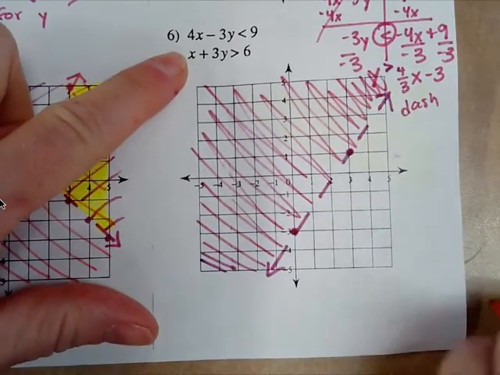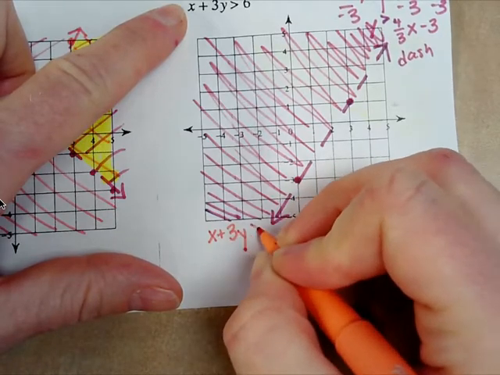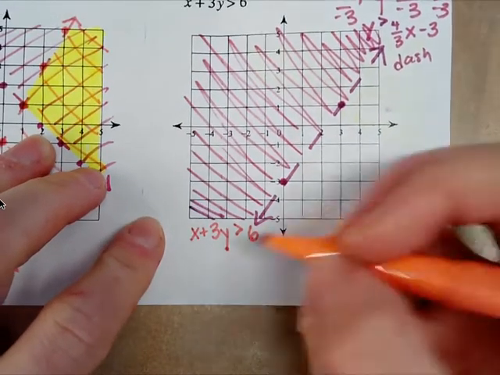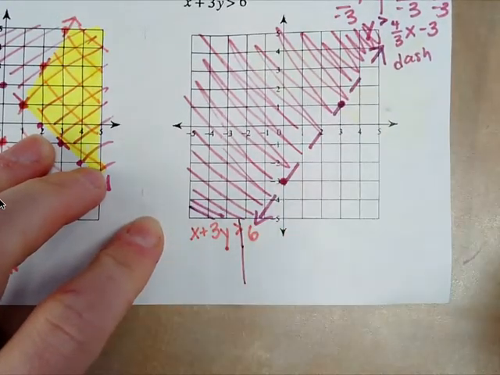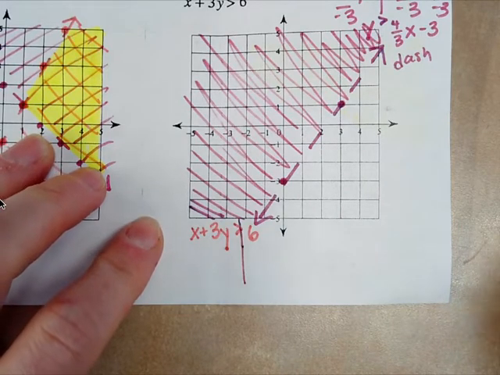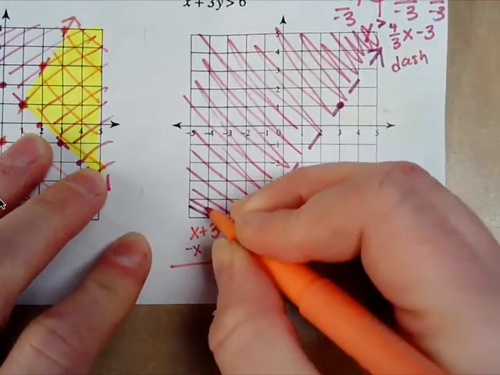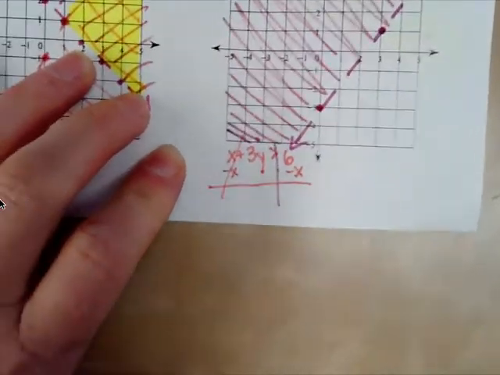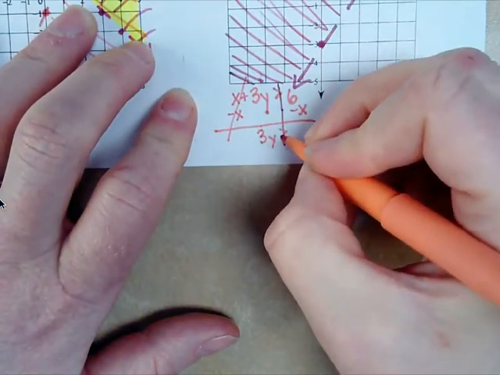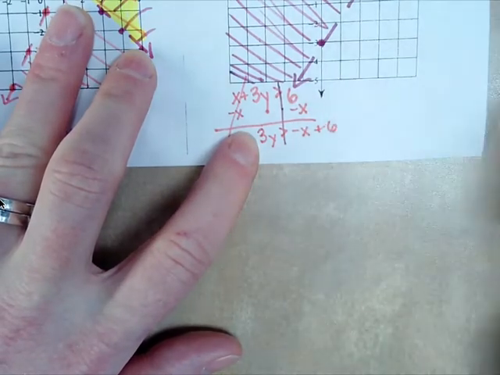Okay, I need to do this one now. I'm going to write it down here: x plus 3y is greater than 6. What operation do I need to do first? Subtract x. So then I have 3y is greater than, I need it in mx plus b form, so negative x plus 6.